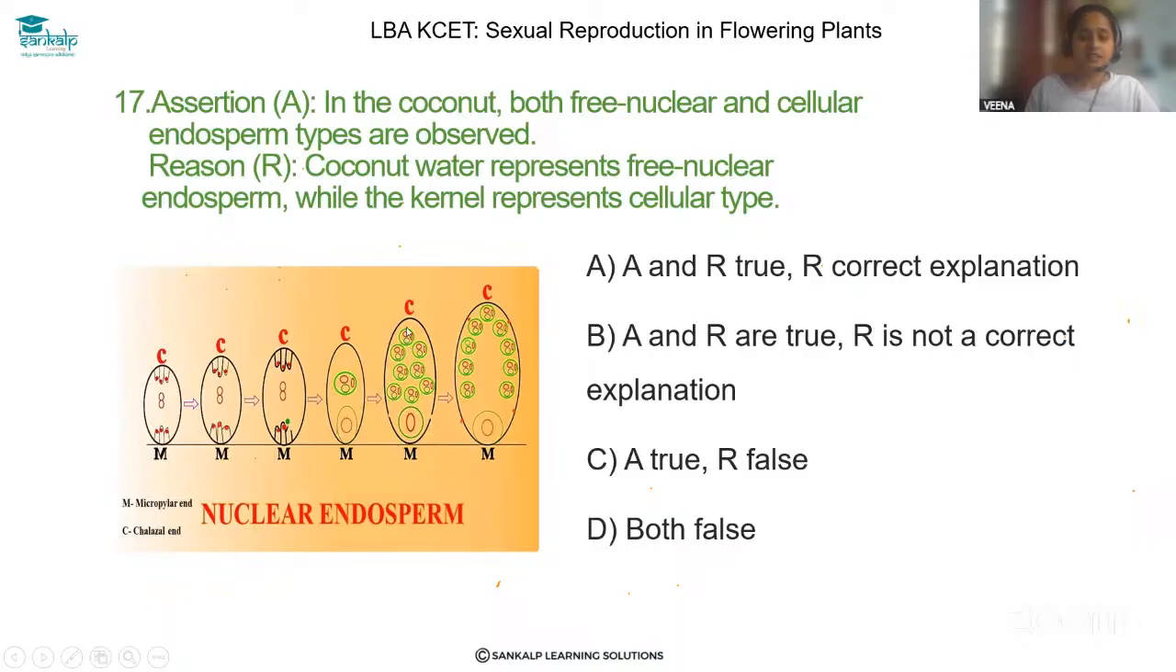Yes, the primary endosperm has more free nuclei, so it produces liquid coconut water, and towards the periphery the kernel represents the cellular type. So both assertion as well as reason are correct here. So the final answer is A. A and R are true, and R is the correct explanation.